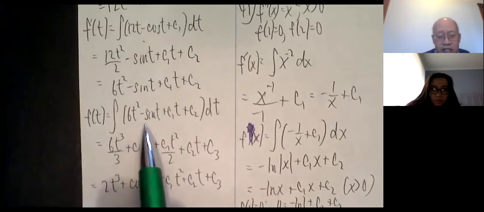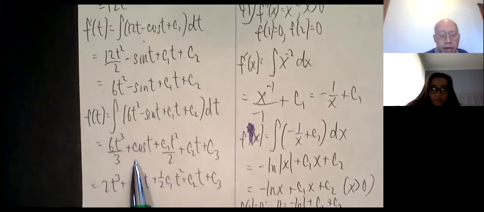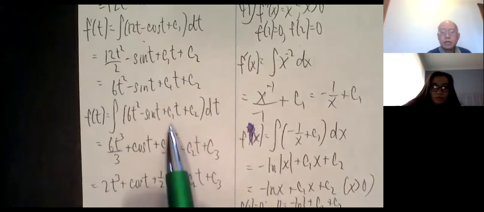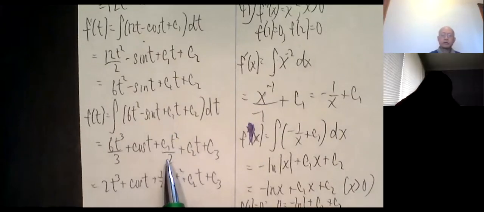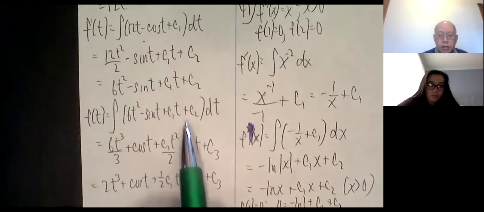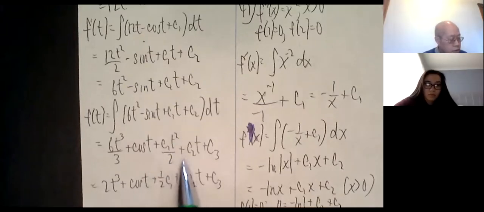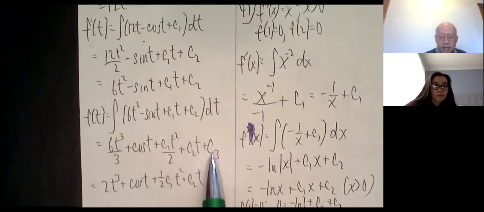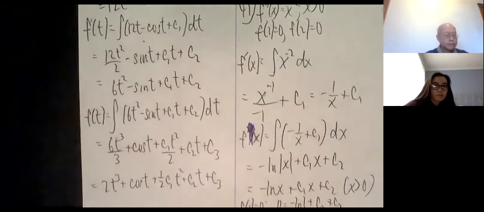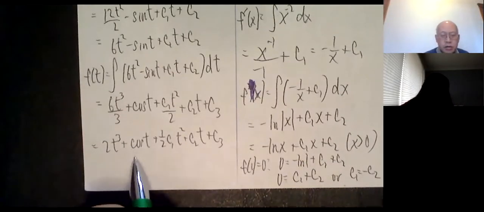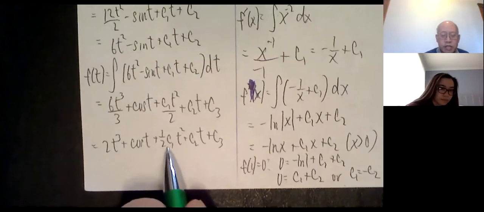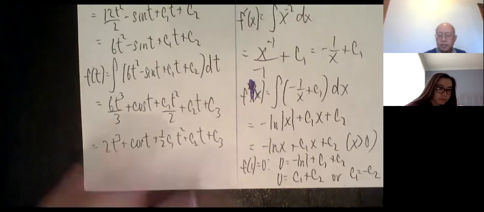Antiderivative of negative sine, positive cosine, because the derivative of cosine is negative sine, correct? Integral of C1t, C1t squared over 2. Integral of C2, C2 times t, plus a constant, C3. Okay, so clean it up: 2t cubed plus cosine t plus 1/2 C1t squared plus C2t plus C3.